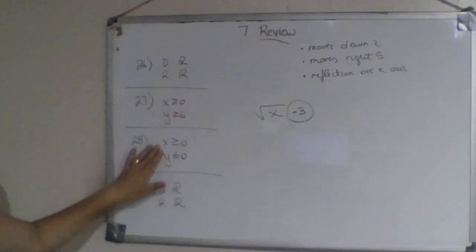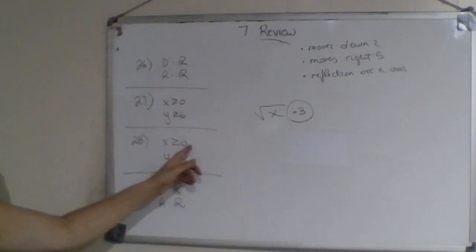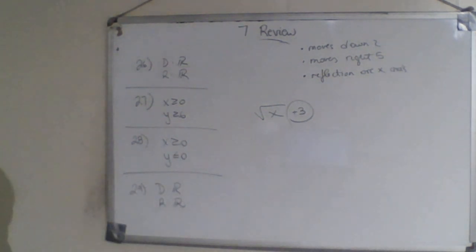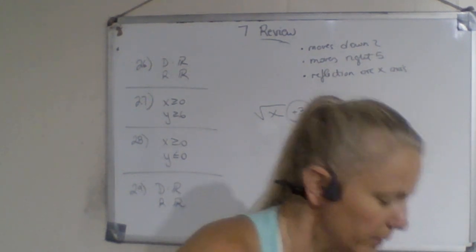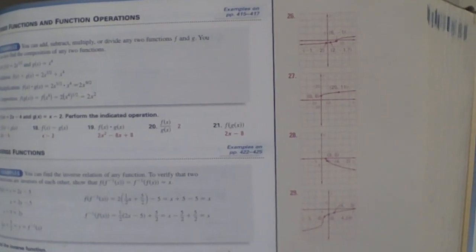On 28, your domain is x greater than 0. Your range is y less than or equal to 0. When you graph them, these are the graphs. I will put this as close as I can for you to be able to see them. Here they are. Okay, we're getting there.